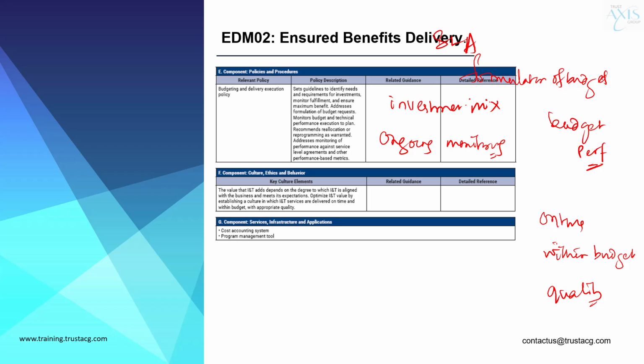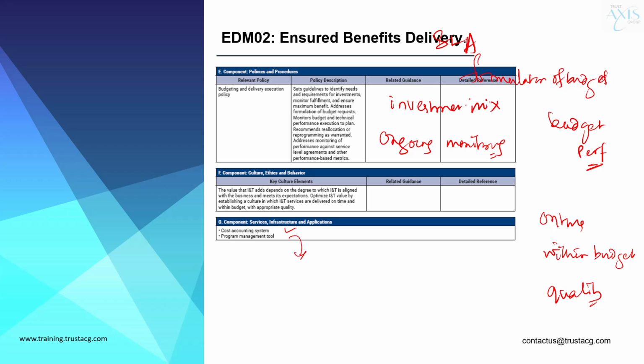Okay. The final component is around the applications that you must invest in order to achieve the outcome of this particular governance objective around ensured benefits delivery. The first thing that you can invest in is a cost accounting system, which can help you track and allocate resources or costs accurately to the projects, programs or the services, which can allow the board and the executive management to do an assessment on whether benefits are being achieved relative to the investments that are being made.